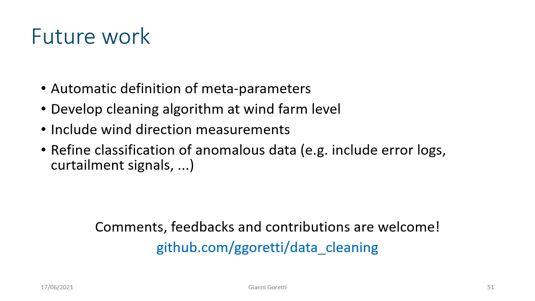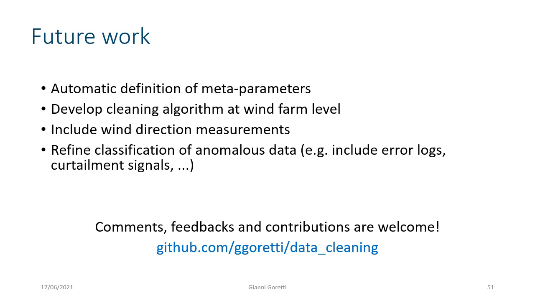In the future, we would like to reduce the manual inputs in the function, so automatically be able to define some of the meta parameters needed for the function. So, for example, the cut-in, cut-out, and rated wind speed, but also the multipliers for the outlier detection. Then develop a similar algorithm for wind farm level data instead of wind turbine data.